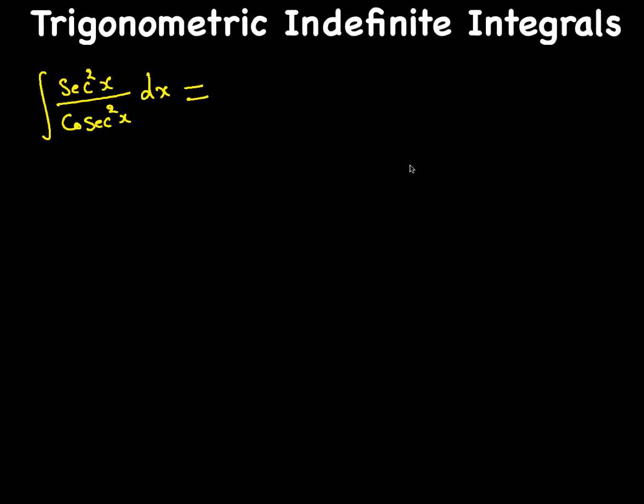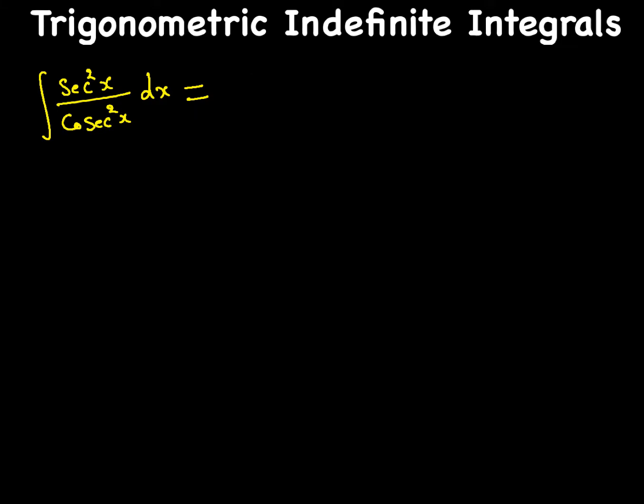Hello guys, in this video we're going to go over some examples of trigonometric indefinite integrals. We need to find the integration of these trigonometric functions. What I always do is try to make it into the simplest form so that I can find the integration. Right now, as it is, I know the integration of secant square x, but I don't know the integration of 1 over secant square x. So let's write it in a simpler form.